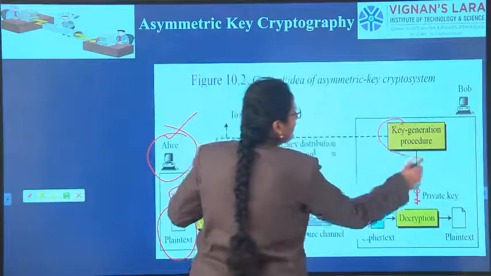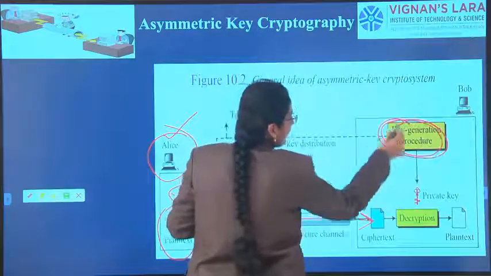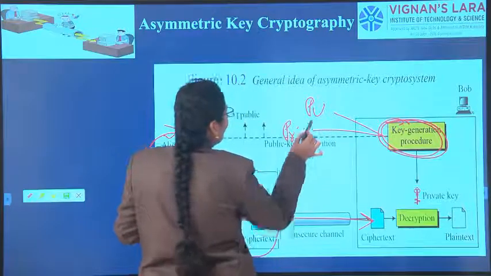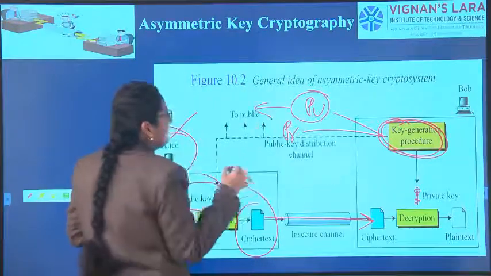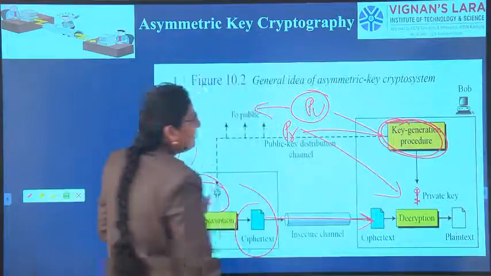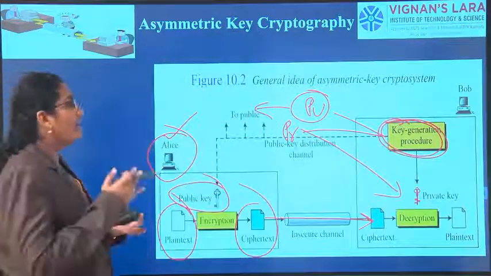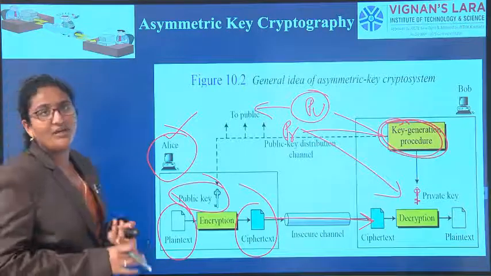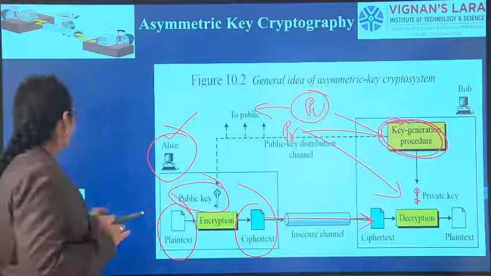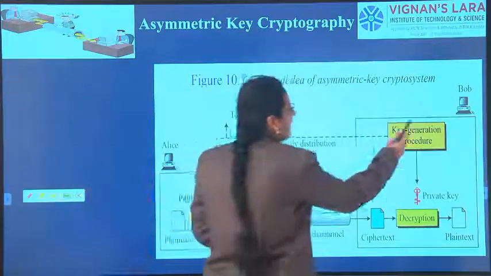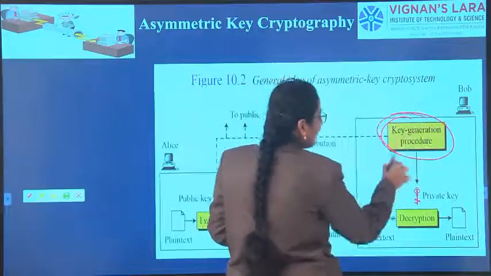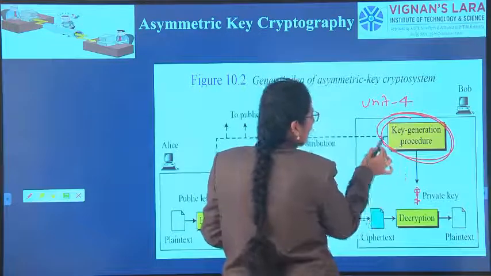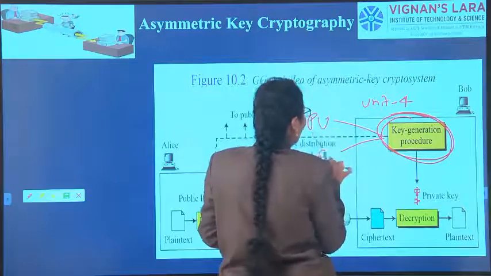We have a key generation procedure. This key generation procedure will give you the public key and private key. Public key is known to everyone, public. Private key is only given to the receiver. From where are we getting the public key and private key? We have the concept called key generation procedure that we will study in unit 4. By using the key generation procedure, we are getting the public key and private key.